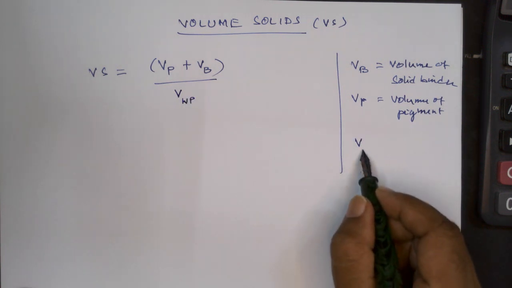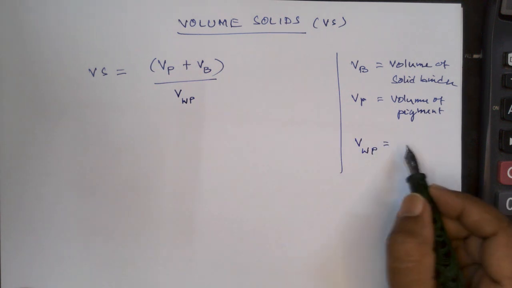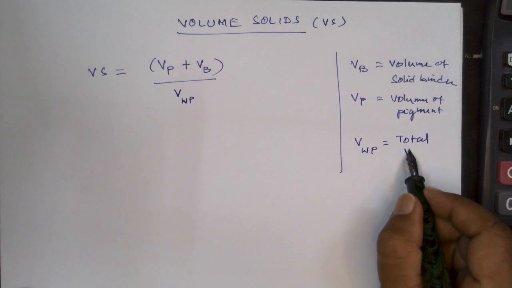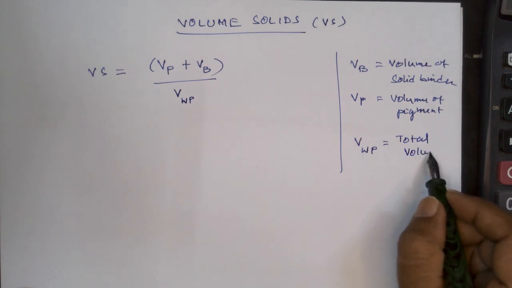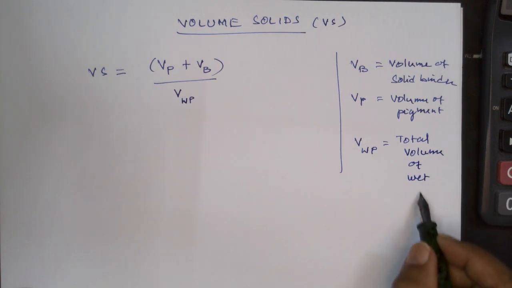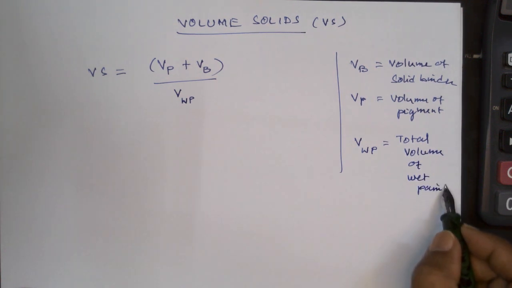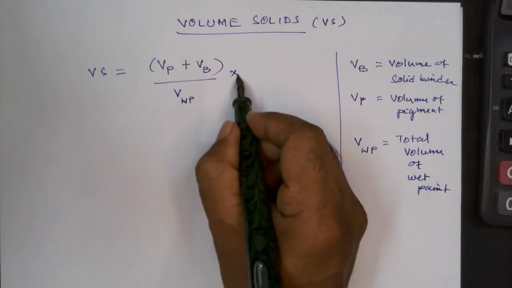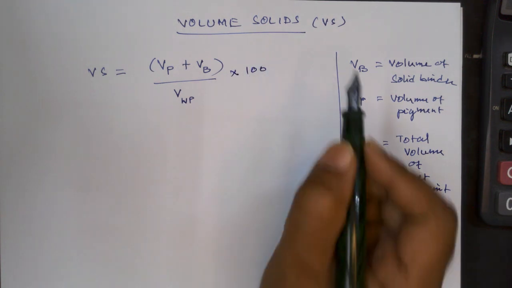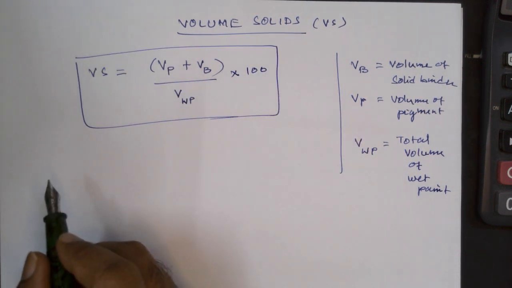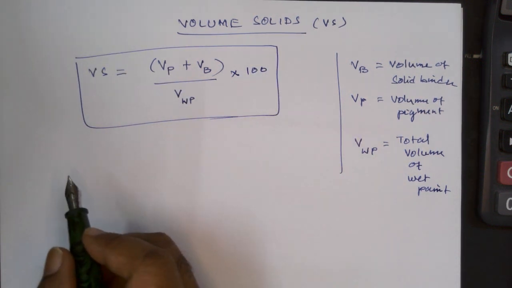So when I say total volume of wet paint, this is called the volume solid, and if it is given in percentage, it means multiplied by 100. So this is a very important parameter that decides the quality of the paint.